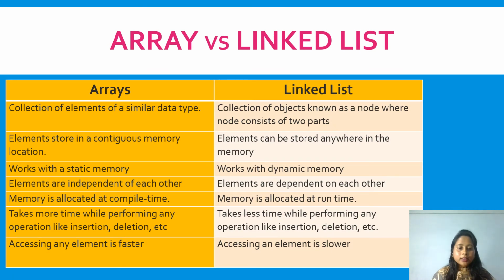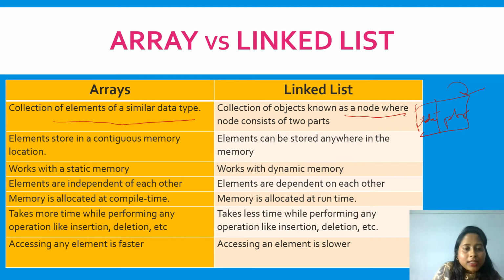Some of the points I have listed out here. First is, array is a collection of elements of similar data types, whereas linked list is a collection of nodes where each node is divided into two parts. First part consists of the data part, whereas the next part consists of the pointer part. That means it contains the address of the next node.